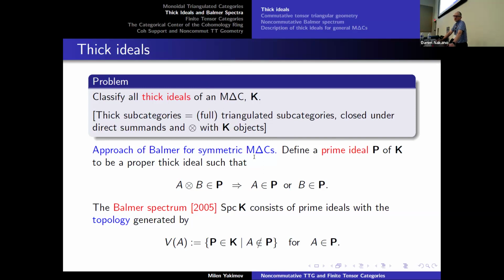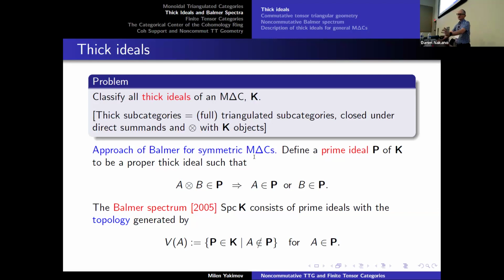And then this is equipped with a certain topology that looks like the opposite of what you would do in the Zariski topology. And this is the Balmer spectrum of the corresponding category. And like I said, there are many different layers of what you can do with this. You can make this into a locally ringed space. You can produce a sheaf, a pre-sheaf of categories on these things. So this is basically the starting point of tensor triangular geometry.